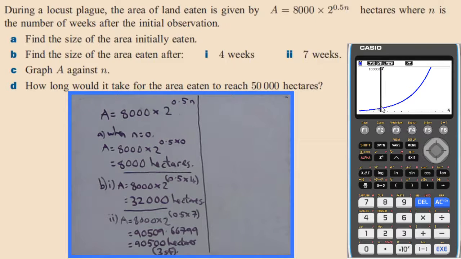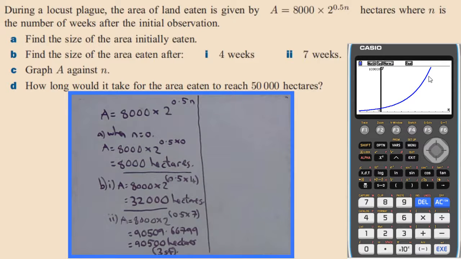And so you can see this is exponentially increasing the area of land that's been eaten by this plague of locusts. So that's the graph. I'm not going to transfer it onto here yet, but I certainly will for part D.